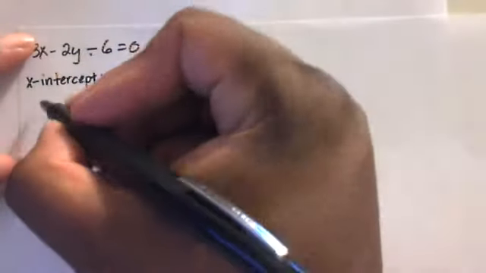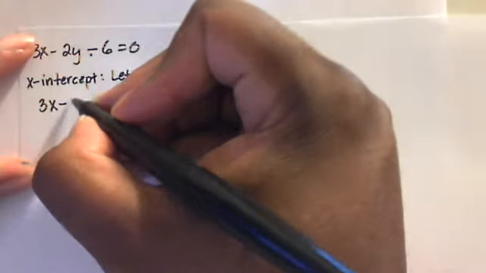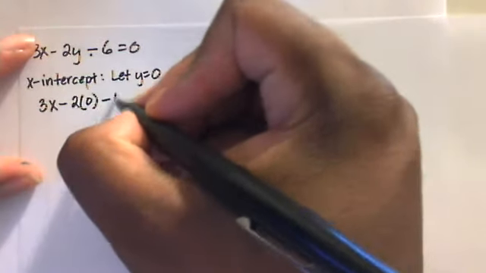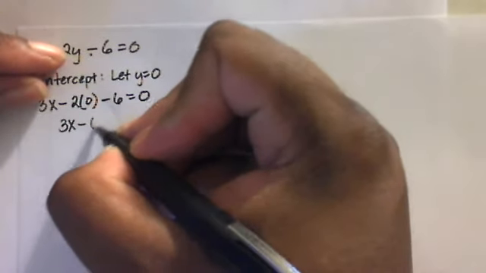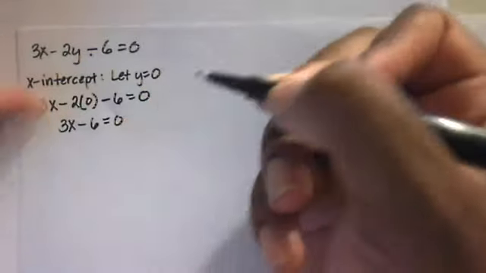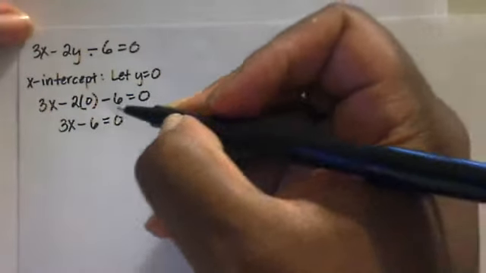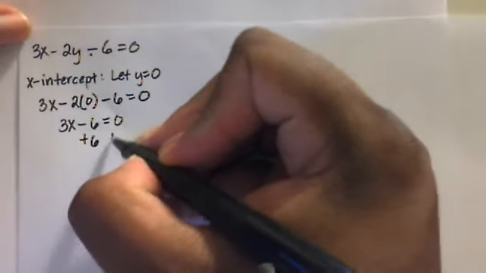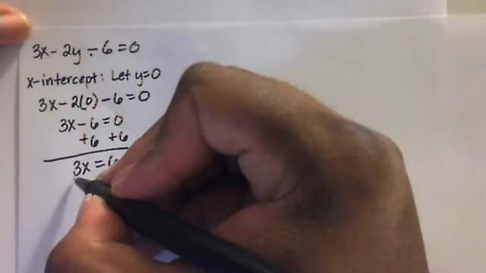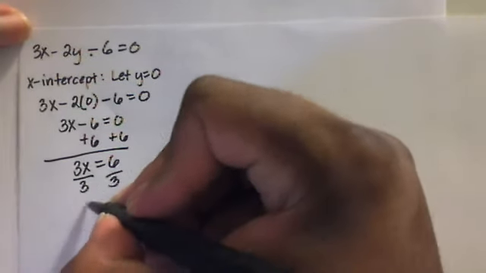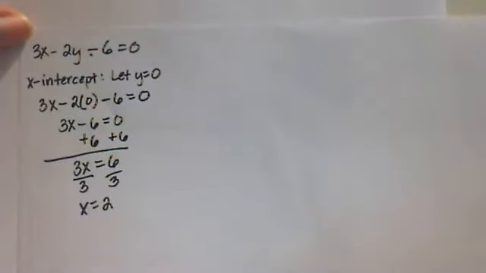So you're going to substitute y with 0. So we're going to have 3x minus 2 times 0 minus 6 equal to 0. Now, 2 times 0 will give you 0. So you're going to be left with 3x minus 6 equal to 0. And then you have an equation that you can easily solve for x. So you want to add 6 to both sides to get 3x is equal to 6. Divide by 3. You're going to get x is equal to 2.